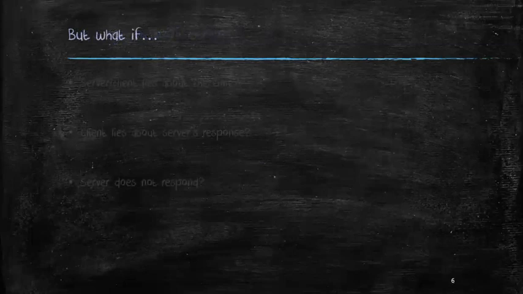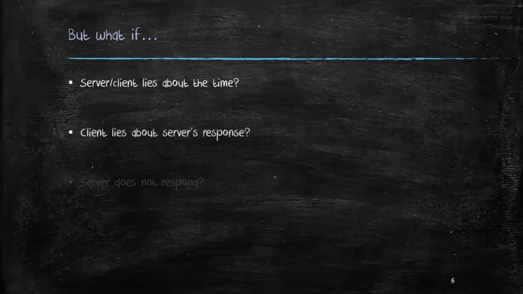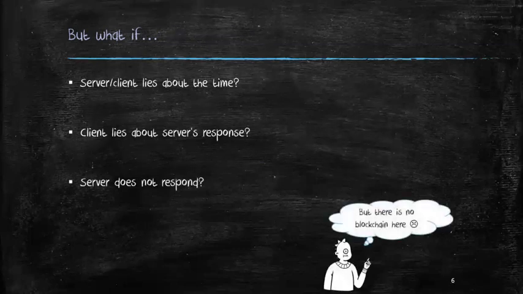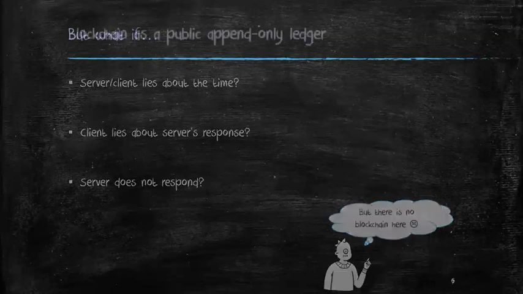Now, there are three cases that we need to talk about in this construction. So the first case is what happens if the server or the client lies about the time. Second case is what about the client lying about the server's response. And third is what happens if the server does not respond in this case at all. And as some of you might have noticed, I have not talked about blockchain here, so I'll be talking about blockchain starting on the next slide.